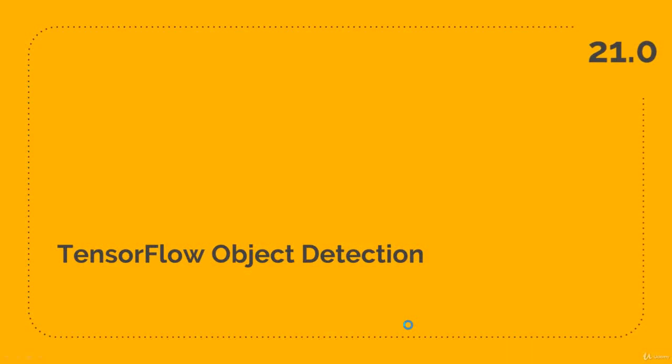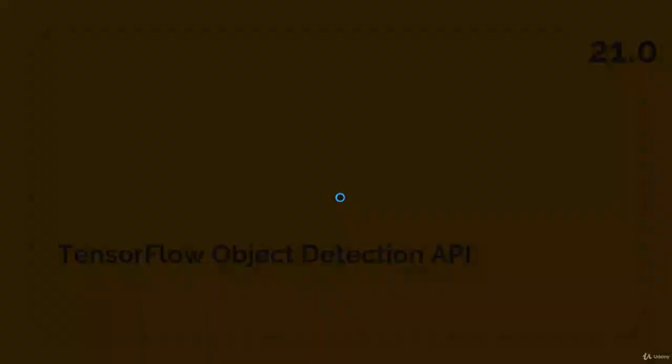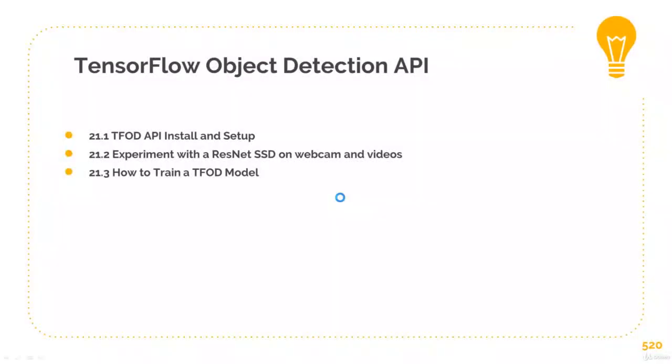So that is it for YOLO, and now we move on to the next section, which is the TensorFlow Object Detection API. Hi, and welcome to chapter 21, where we talk about the TensorFlow Object Detection API. This section is split up into 3 parts. In the first part, we deal with the API install and setup. Then we start experimenting with the actual trained APIs.